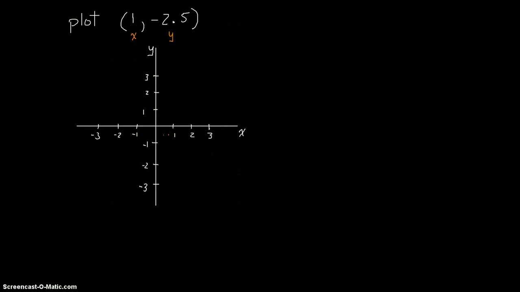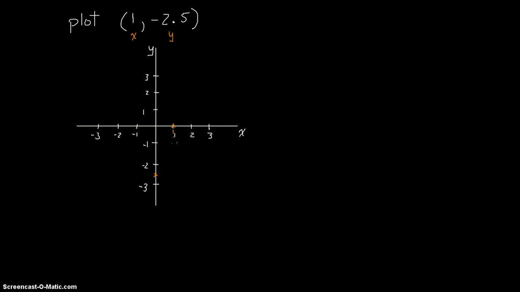So I'm going to plot the x point, x equals 1, on the x-axis just like I would when I was plotting on the real number line. So I know I'm right here. Right, so I've gone over 1. And then on the y-axis I'm at negative 2.5. 1, 2. Negative 2.5 is about here. It's about halfway in between.